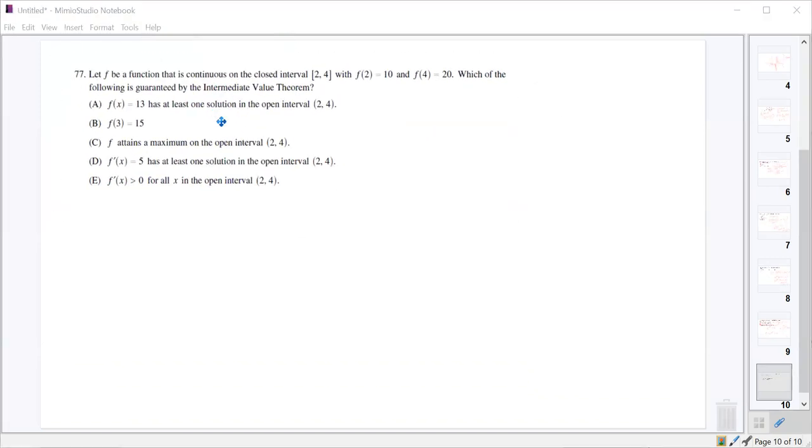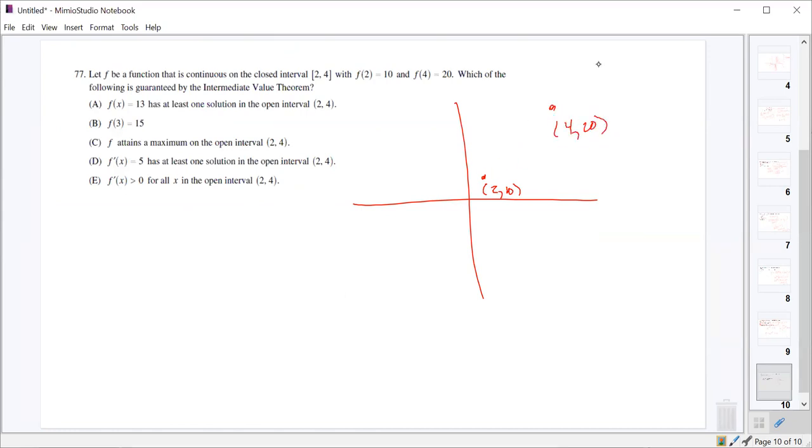So we've got f as a function continuous on the closed interval 2 to 4. F of 2 is 10, f of 4 is 20. What is guaranteed by the intermediate value theorem? Well, here's the point (2, 10). Here's the point (4, 20). And we want to know which of these things must be true according to the intermediate value theorem.